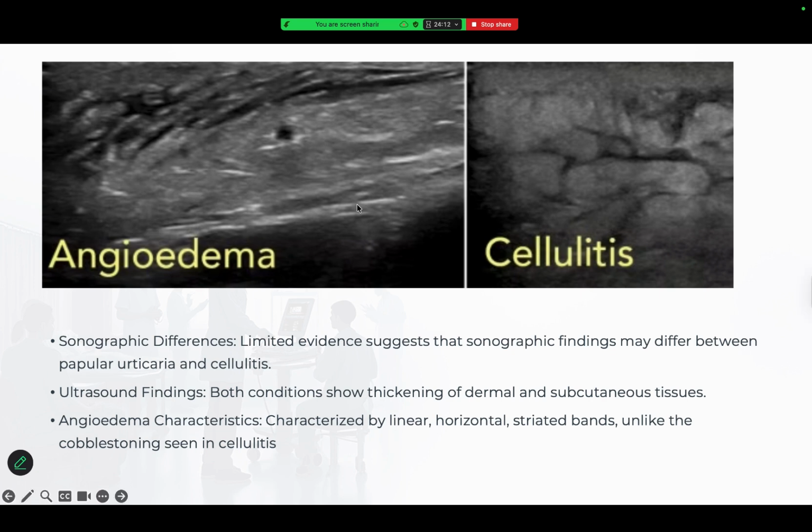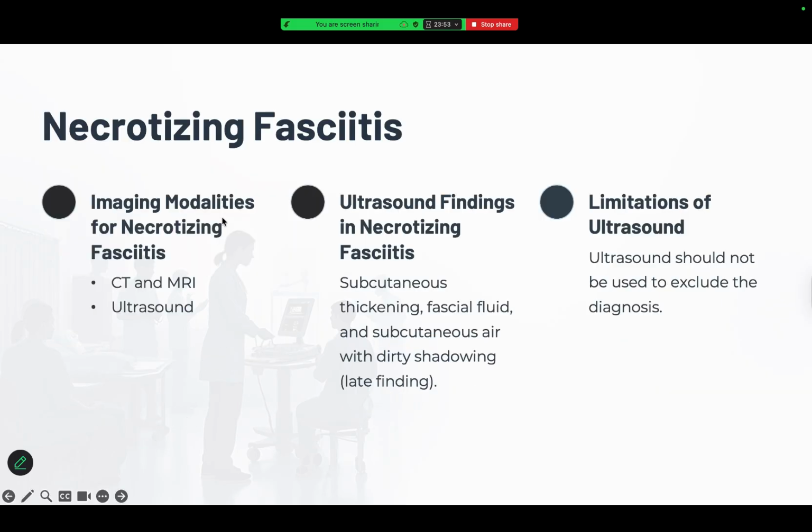But as a rule, we always need to coordinate what we find on ultrasound with our clinical findings. For example, if the patient has a fever, it is most likely an infection that causes it. So we always need to interpret what we find on ultrasound in coordination with our clinical findings.